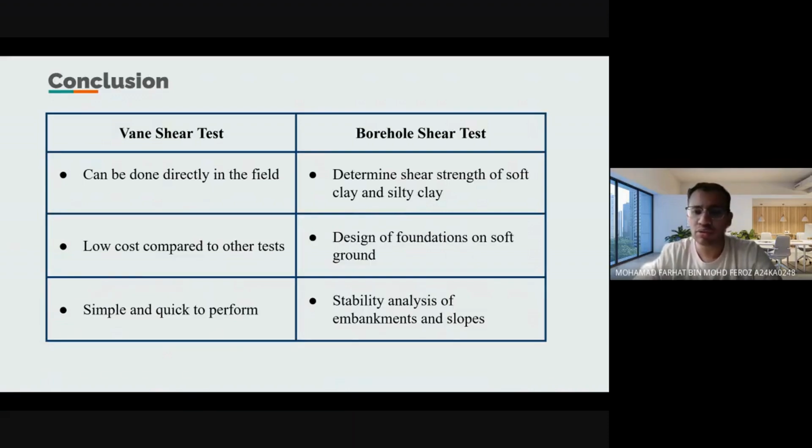So we need to choose wisely between these two tests, the vane shear test and the borehole shear test, because both have their own criteria and benefits.